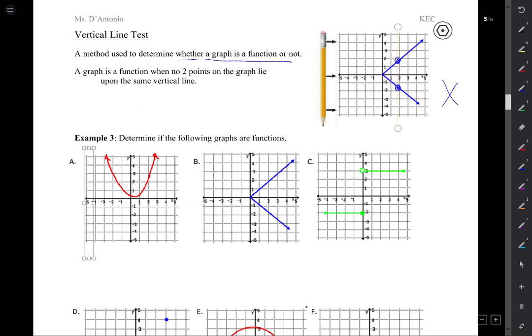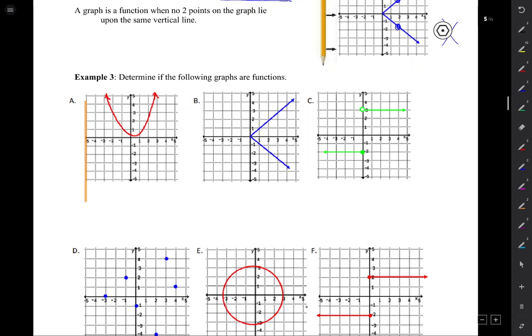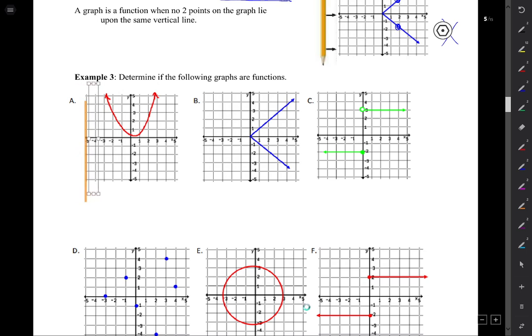I'm going to bring our vertical line down over here. So in example 3, let's determine if the following graphs are functions. I'm going to take the vertical line and run it along this graph. So imagine this is like running smoothly along here. Does this vertical line ever touch 2 points on the graph at a time? The answer is no, it does not. It's only ever touching just one little point on the graph. So because of that, this is a function. So we're going to put, yes, this is a function.